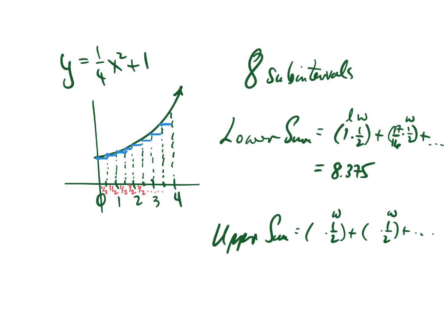Okay? The upper sum, we'd have to choose the higher of the 2 points every single time and create the rectangle. So we'd use the higher of the 2 points, all right? And so the very first one this time is going to be the 17/16. The next would be using x equals 1, so 1/4 times 1 squared plus 1 is 5/4. And again, you just do that for all 8 rectangles. And when we add all of those up, what we get is 10.375.